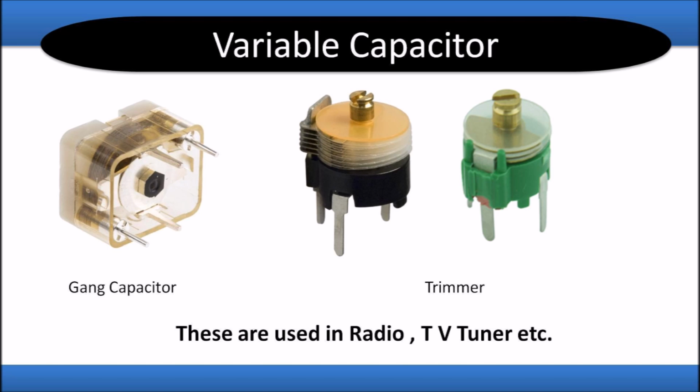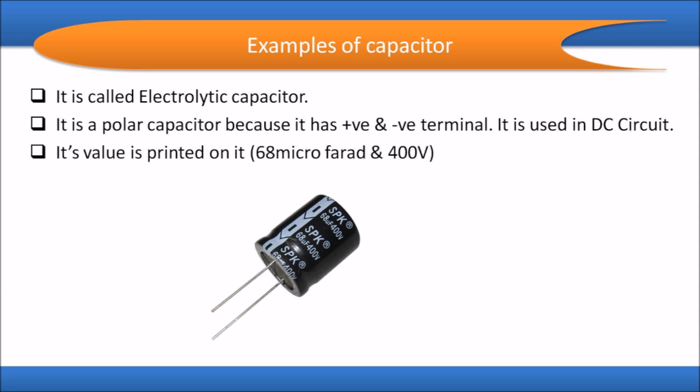Now let us see some examples of capacitor. This is called electrolytic capacitor and it is a polar capacitor because it has positive and negative terminal and it is used in DC power circuit. The value is printed on it.